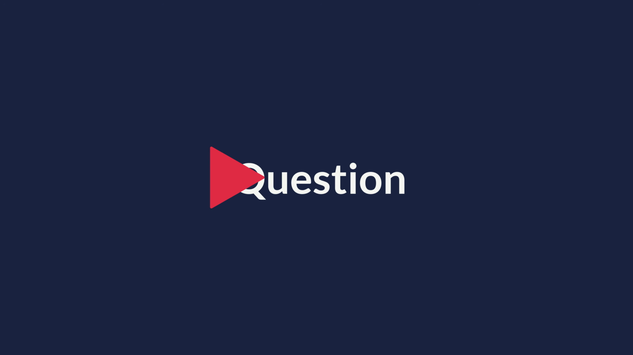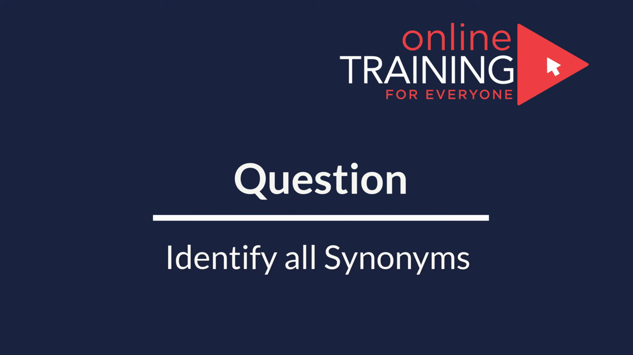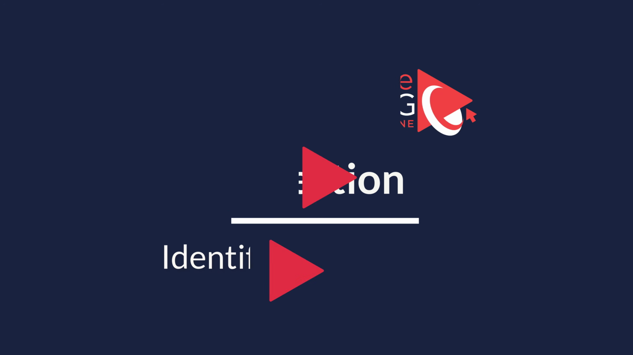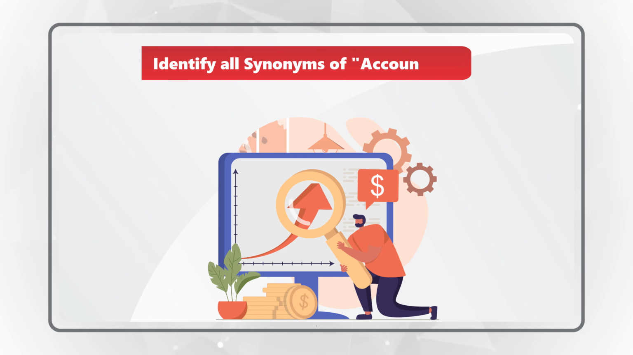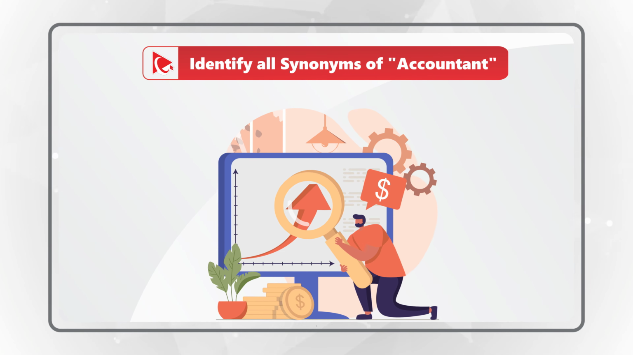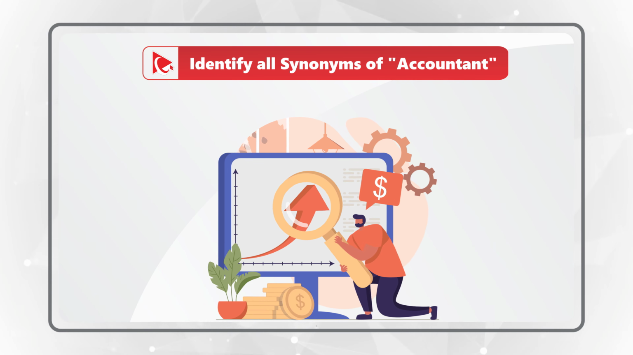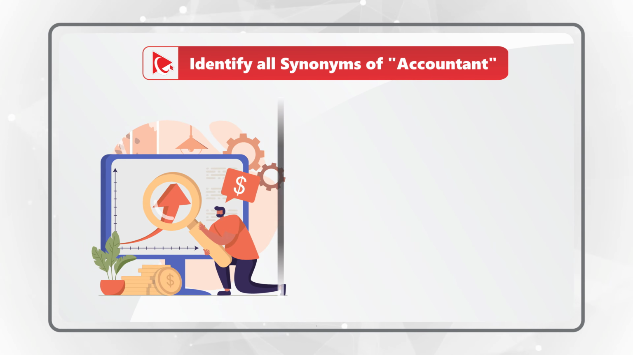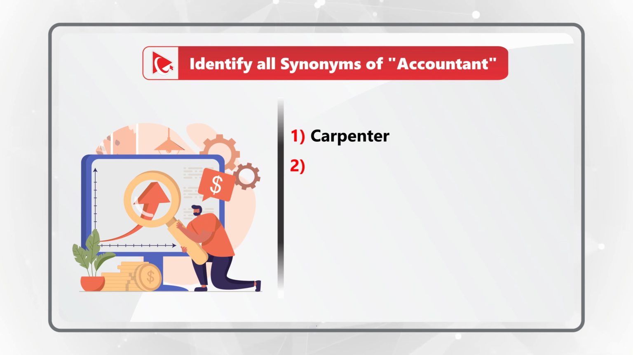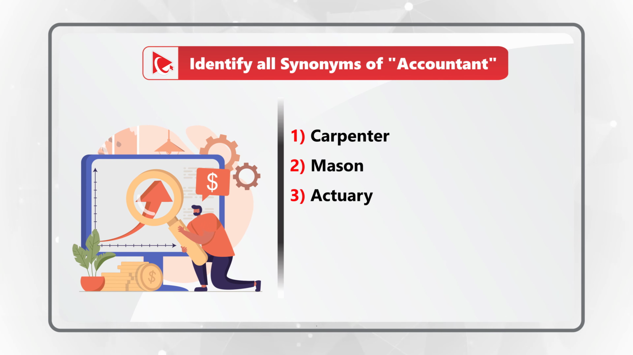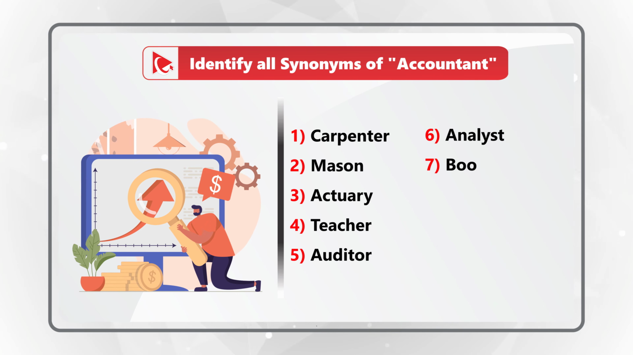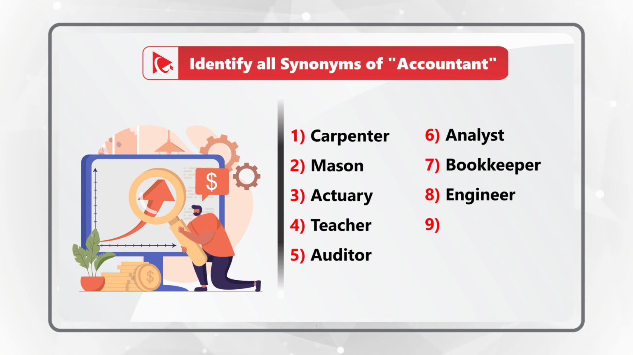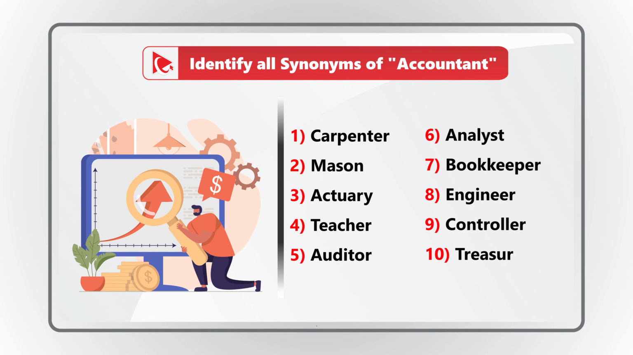I love this question because it seems simple, but it allows you to show all your brain power. And instead of answering it for you, I'd like you to show off and practice your skills. You're presented with 10 words, and you need to identify all synonyms to the word accountant. The 10 words are carpenter, mason, actuary, teacher, auditor, analyst, bookkeeper, engineer, controller, and treasurer.